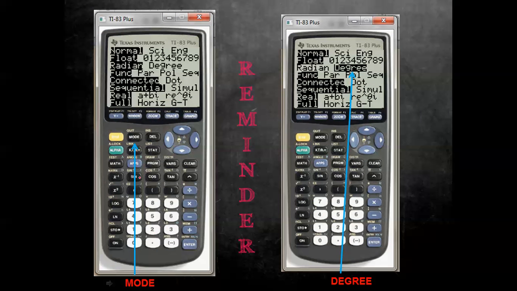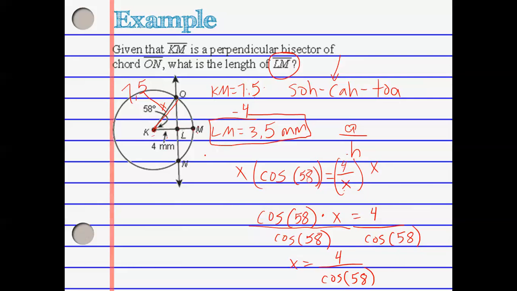One last reminder, don't forget that your calculator has to be in degree mode. Hit mode, arrow over, hit degree. And then you are done and ready to go. And that is the end of sine and cosine part 1.